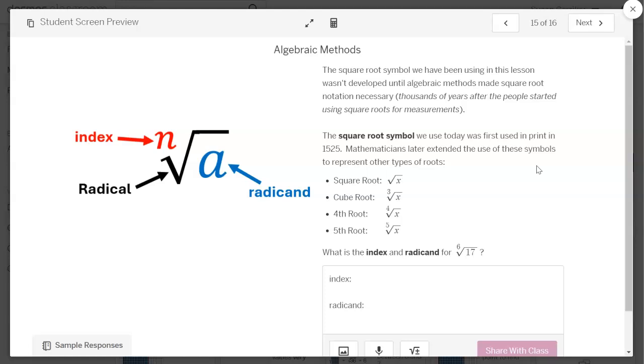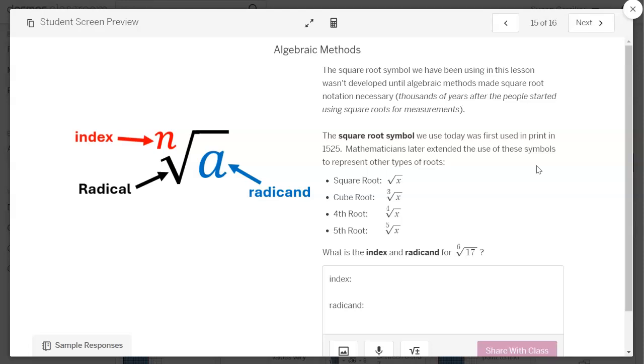Now, we don't really get too deep into these other types of roots, but we do have to do rational exponents. And so this is kind of leading them into that. We will get to that in a later lesson, but I'm just showing them the vocabulary related to these symbols. The square root has an index, but you can't see it. The cube root has an index of 3. The fourth root has an index of 4. The fifth root has an index of 5, and so forth.